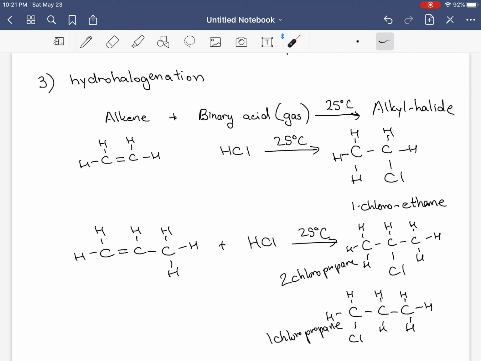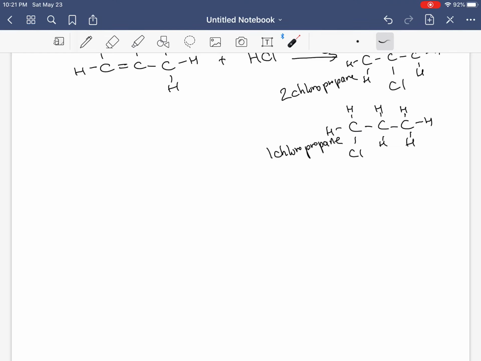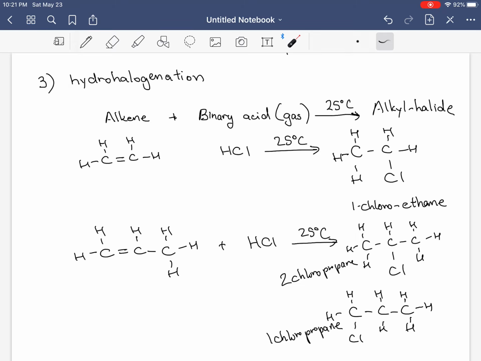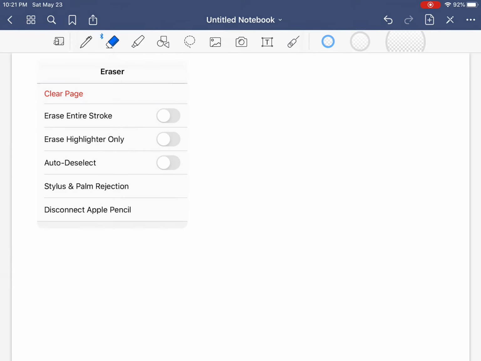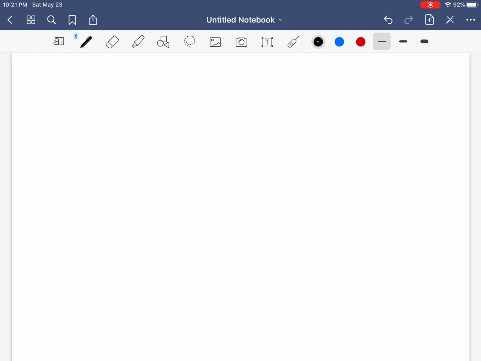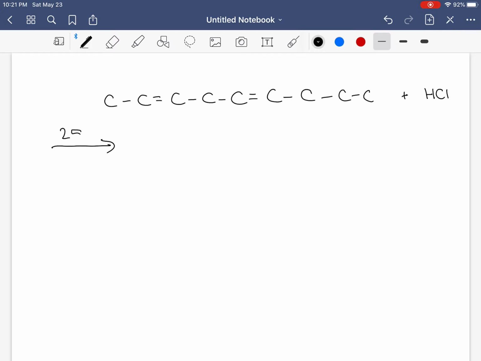Anyway, homework time. I want you to figure out this question. Plus HCl under 25 degrees Celsius. What am I going to get? How many am I going to get?